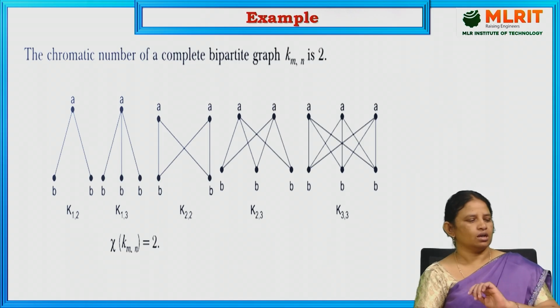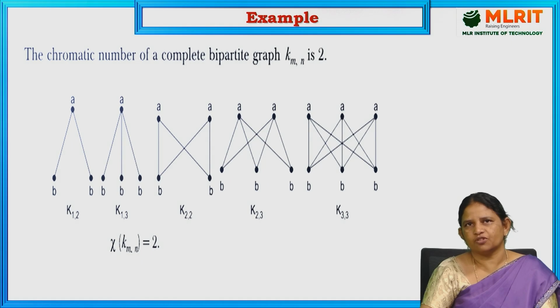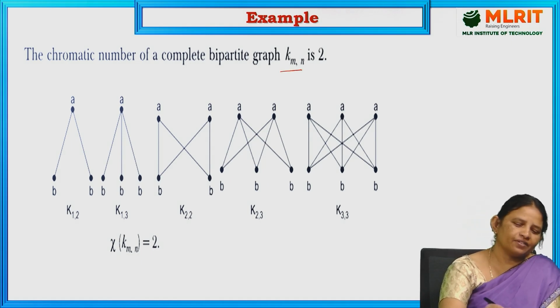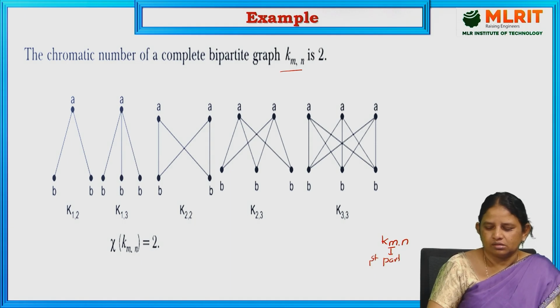Next, find the chromatic number of a complete bipartite graph. First of all, what is meant by a bipartite graph? A bipartite graph is denoted by K M,N, where M is the first partition and N is the second partition.